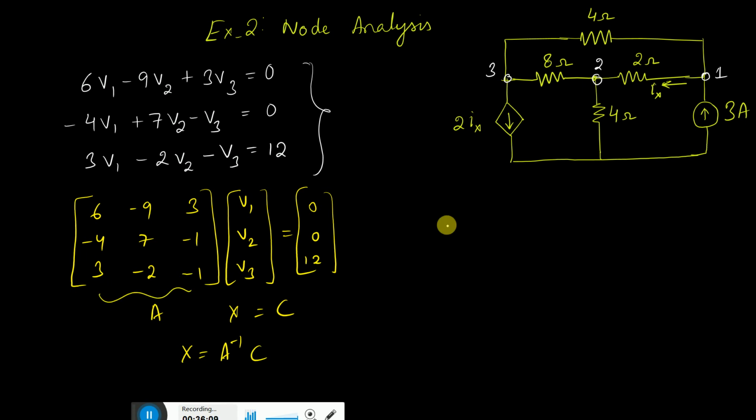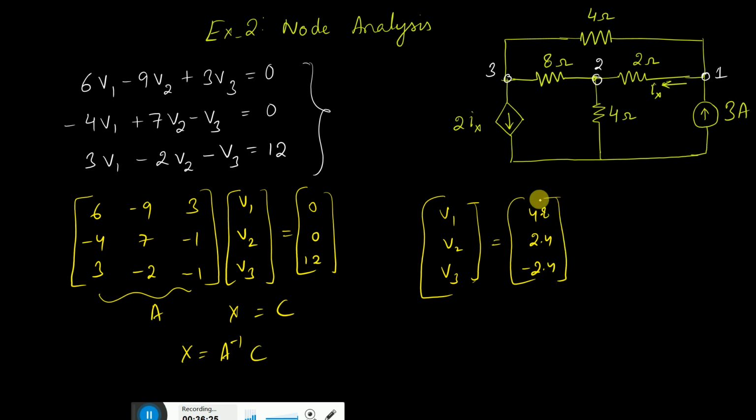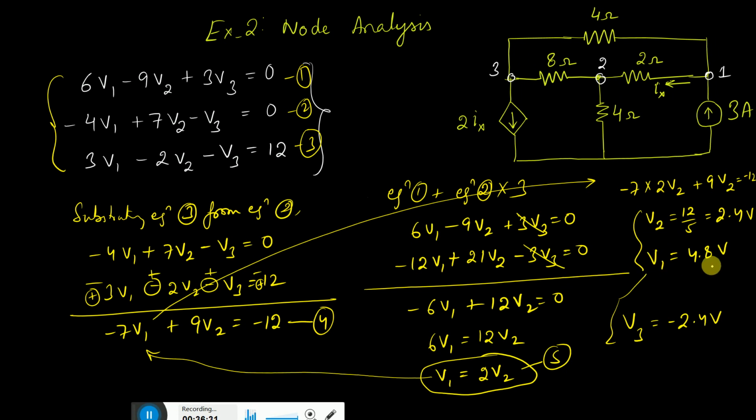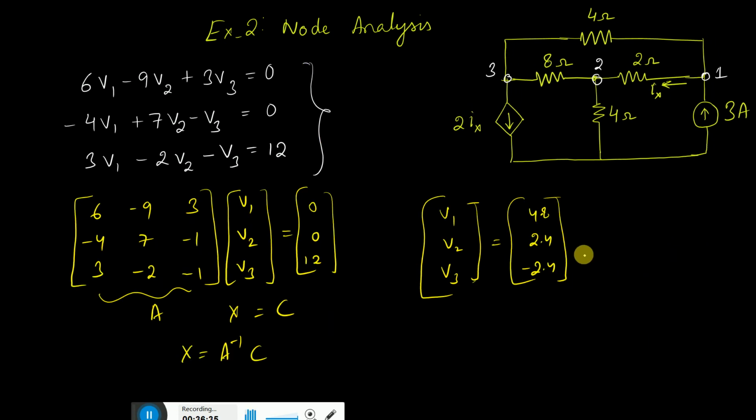If you find the inverse of the A matrix, then you find the values of V1, V2 and V3. It will also come out to be 4.8, 2.4 and minus 2.4. So you get the same answer by solving it with Cramer's rule. But see, V1 is 4.8, V2 is 2.4, V3 is minus 2.4. So in this way you can solve this.